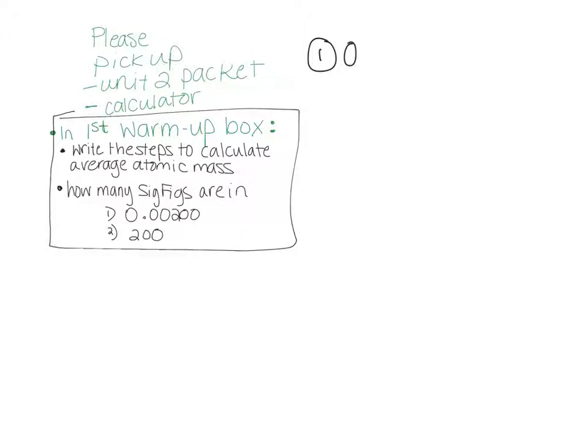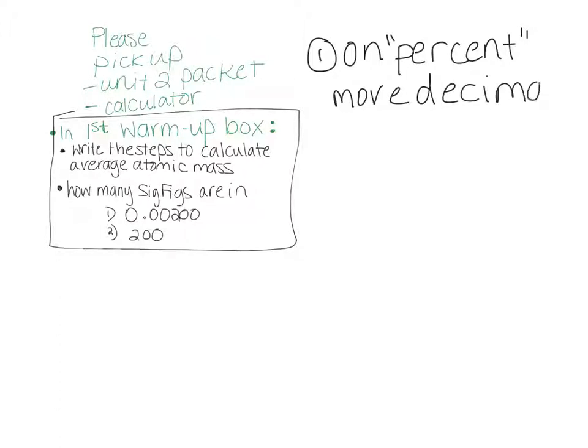Okay, so on percent, which is the relative abundance, move decimal 2 to the left. Good. Okay. All right. So like I said, on the test, what I kept seeing was people did it to both of the values, or they did it to the mass and not the percent. So let's make sure we're looking for the percents. All right, next step.